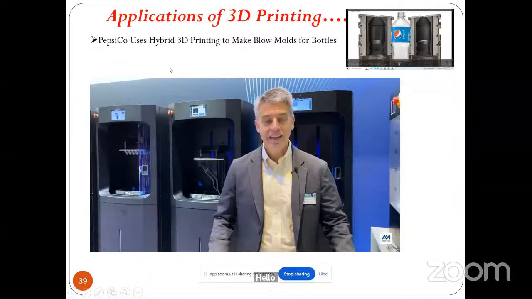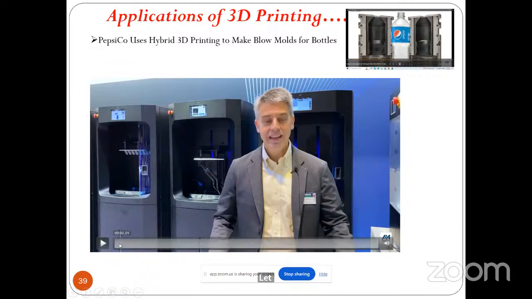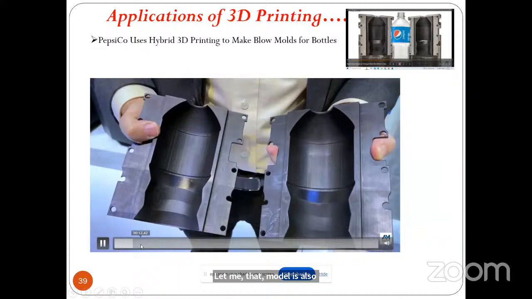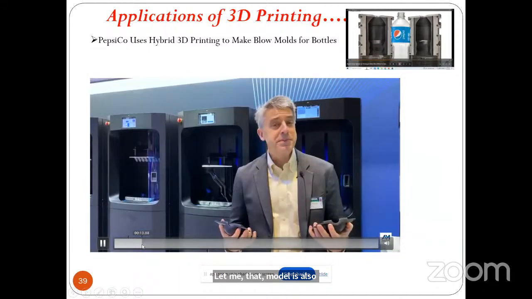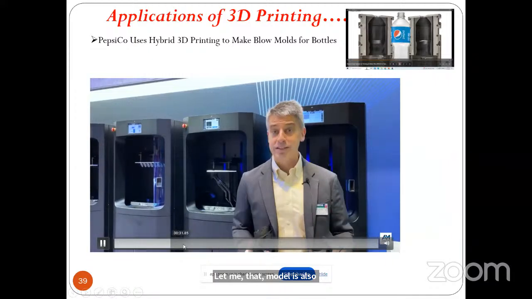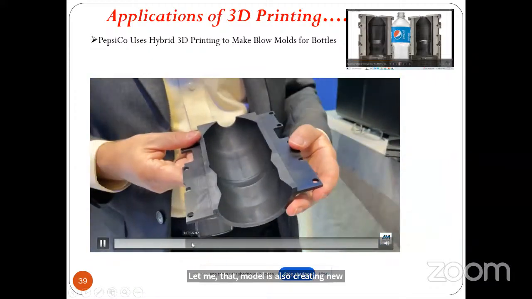Now the Pepsi company, they will make the hybrid 3D printing process to make blow mold for their bottles. As you can see in the top, that model is also 3D printed. Here is our blow mold section. This is the blow mold. It is creating new bottles that capture the bottle geometry.